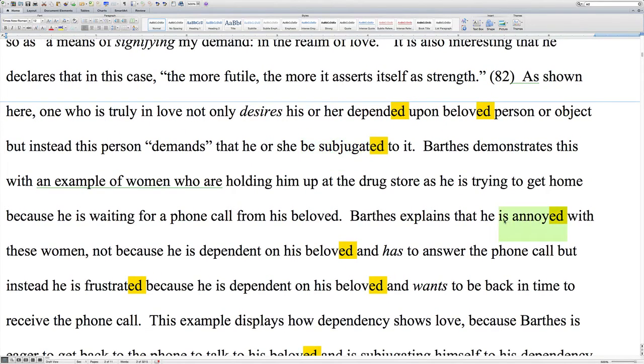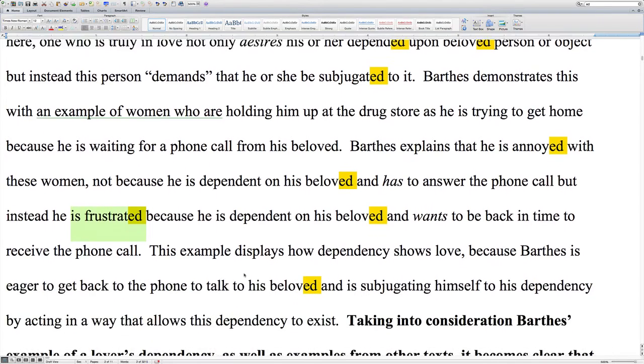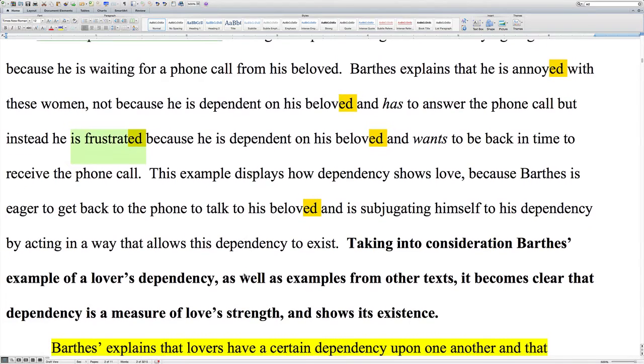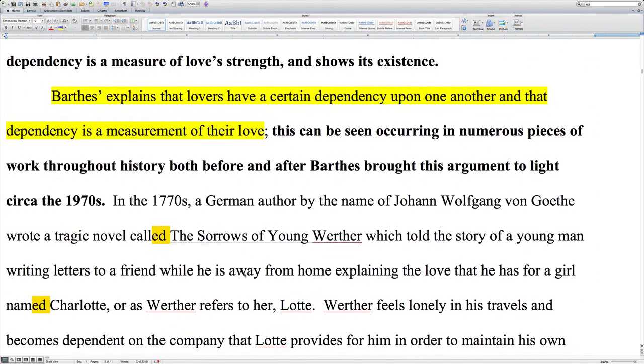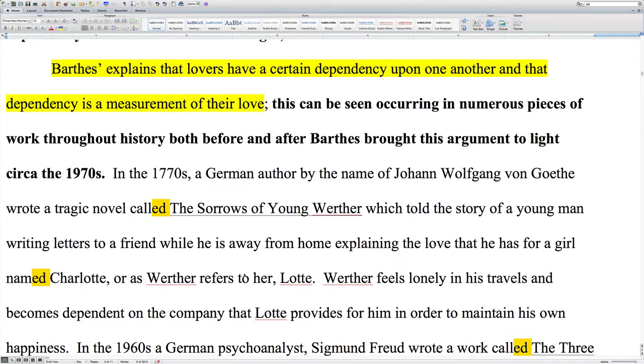Annoyed. Is annoyed. Another passive voice. Beloved, his beloved, not passive voice. Beloved, his beloved, no. Okay. Frustrated. Is frustrated. Passive voice. You can see that identifying the passive voice is pretty easy. Okay. Now, sometimes it might be a little trickier. Let's see if I can find a tricky one for us here.